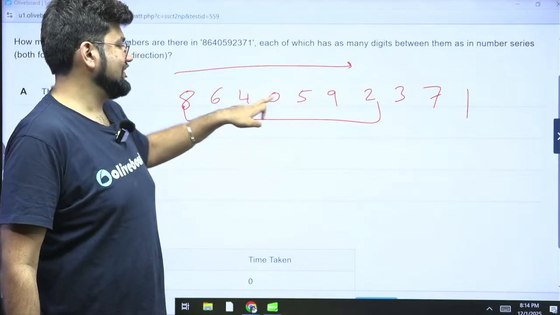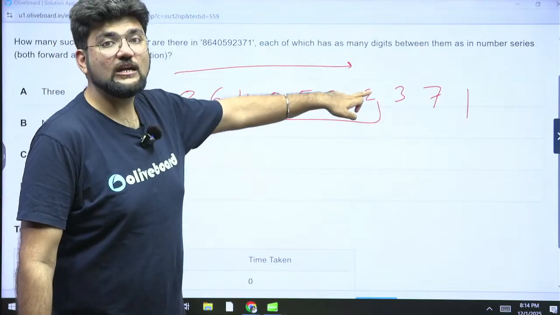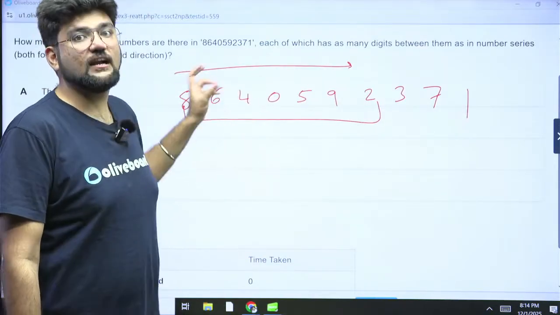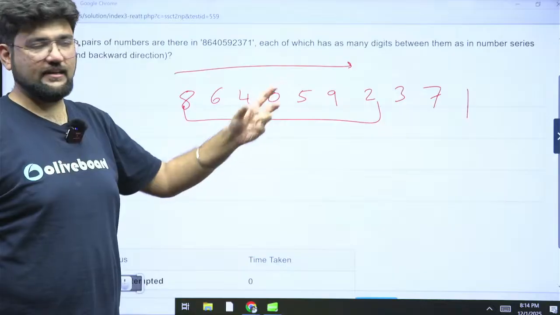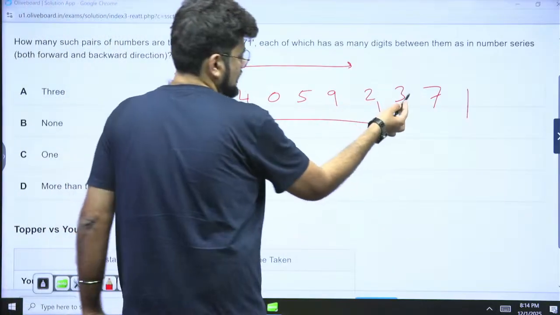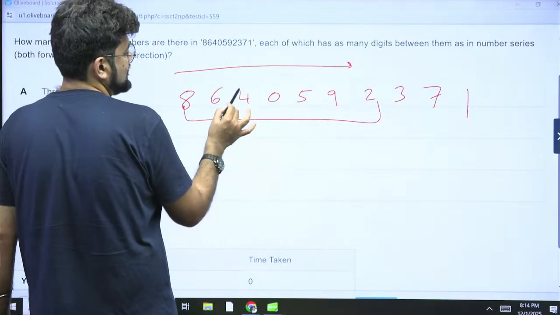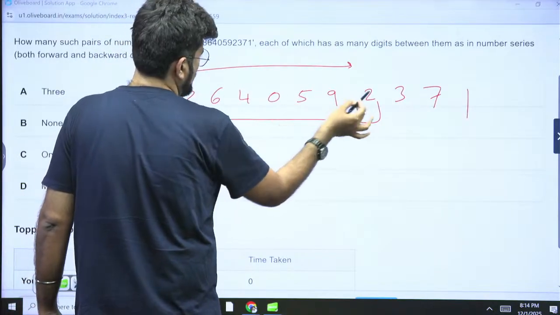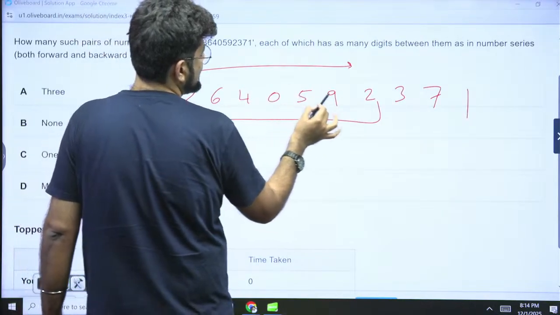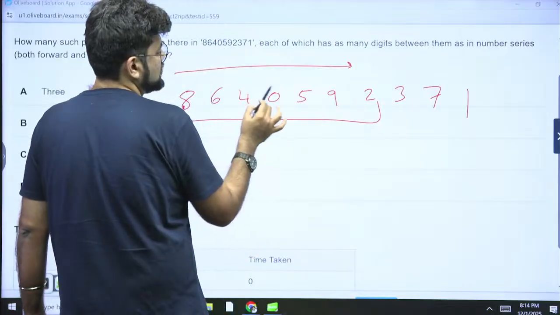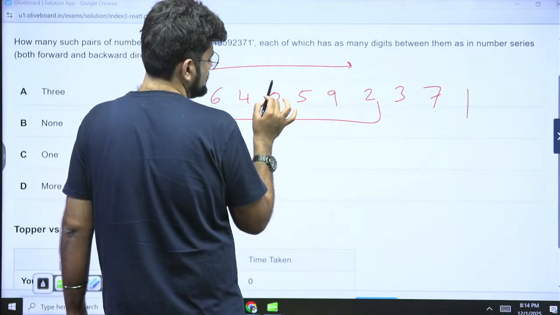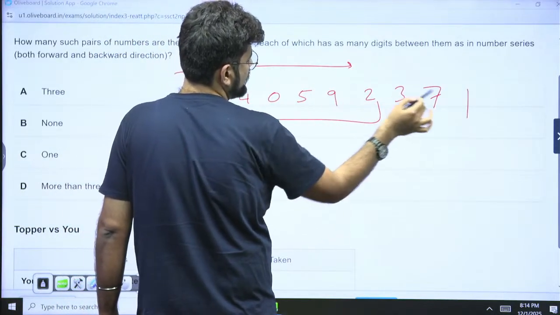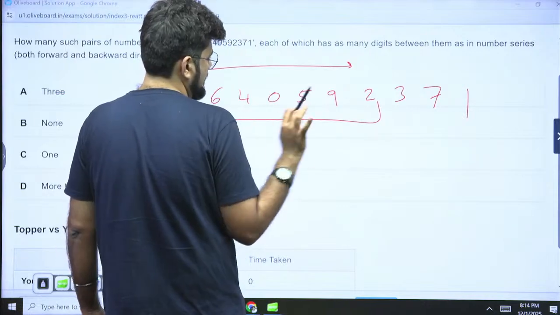So how many are there? There are 5 numbers in between 8 and 2. And here in this series also, there are 5 numbers between 8 and 2 in the reverse direction. Of course, the next is 1, no use. Next, 6, 7, 8, 9, no. 6, 5, 4, 3, 2, 1, gone. 4, 5, 6, 7, 8, 9, no. 4, 3, 2, 1, gone. 0, 1, 2, 3, 4, 5, 6. Coming back from 0 is useless.